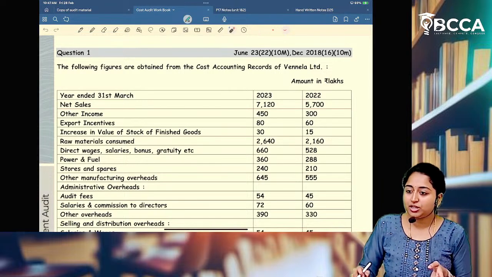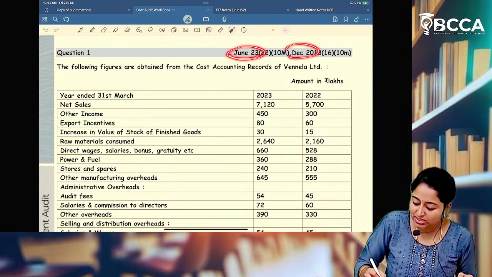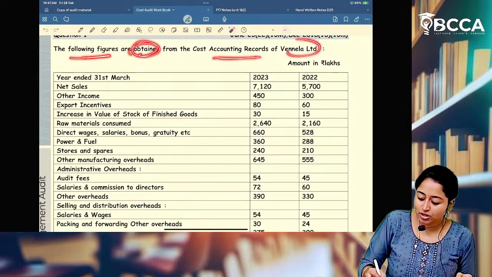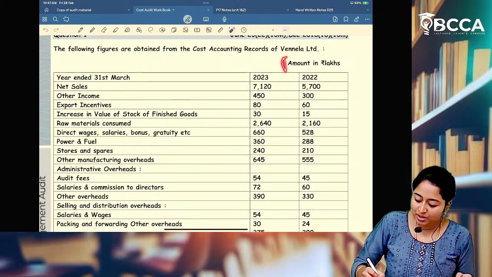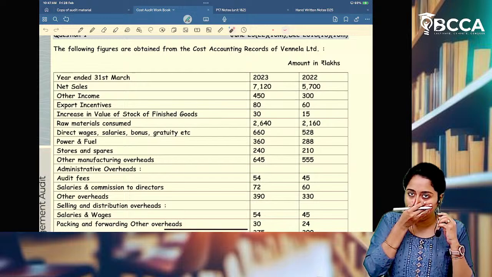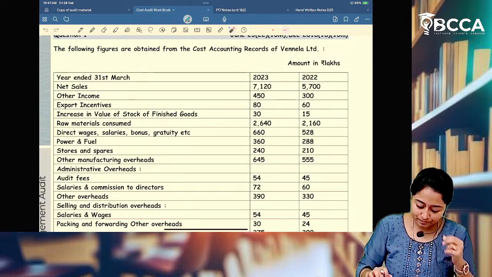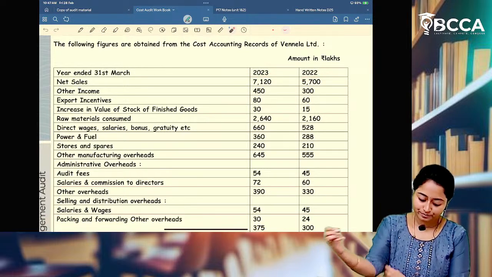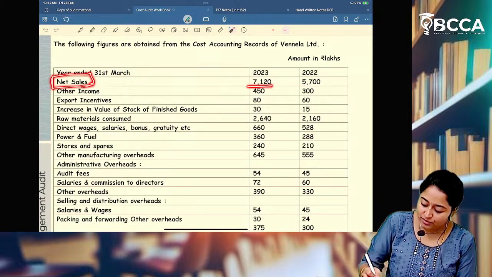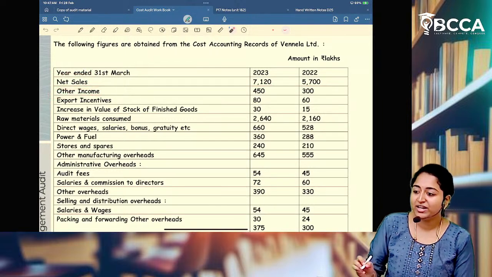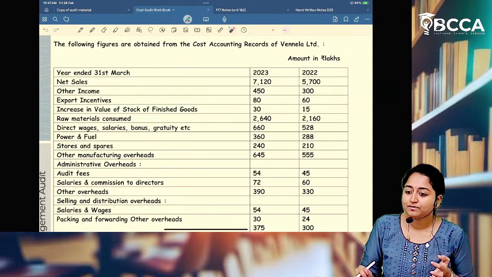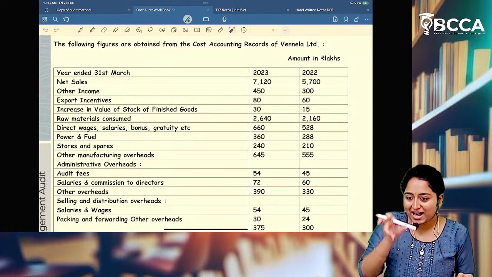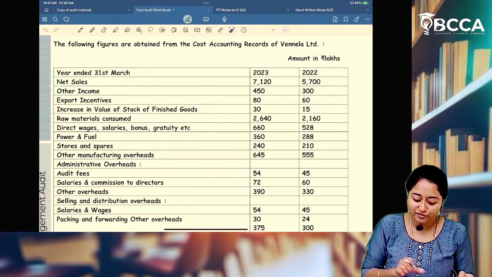First, we'll see what is given in the question. Okay, this has been asked in June 23, December 2018. The following figures are obtained from cost accounting records of Vanilla Limited. Amount is given in rupees in lakhs. So we have 2 years data, 2023 and 2022. Net sales are given for 2 years. Other income is given. Where will we consider other income? Income from other sources. After where? Like after value addition, you will add this in other income and you will get earnings available for distribution.